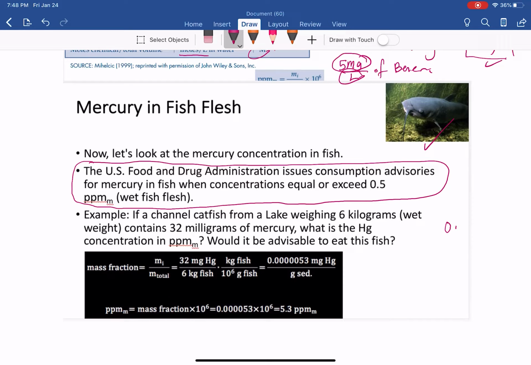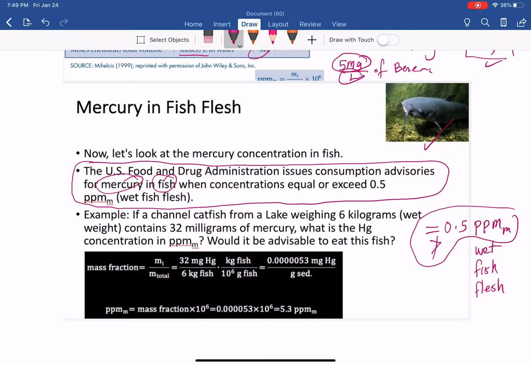So 0.5, it should not be equal. It should not be greater than. So 0.49 milligram, this is fish, 0.5 ppm by mass for wet fish flesh. Not dry fish, it has to be wet, just came from the water. If it's 0.49, there is no violation. If it's 0.48, there is no violation. If it's 0.5 ppm mass, it is a violation. So you will have too much mercury in your system, and that is not good for human health.